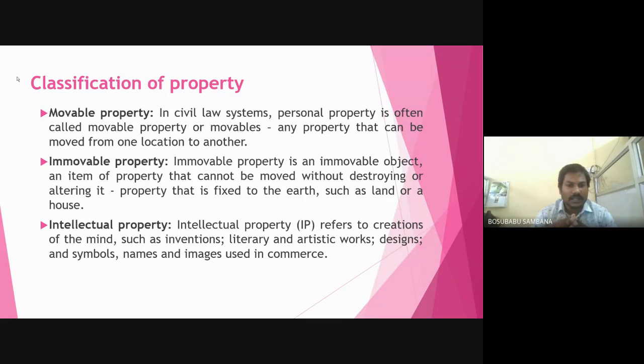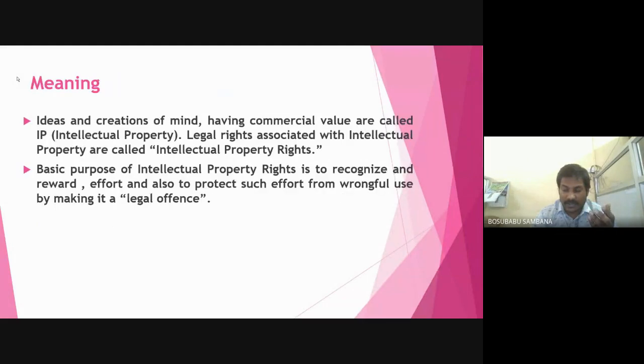Another one, intellectual property rights. Intellectual property refers to creations of the human mind, like innovations such as inventions, literary works, architecture works and designs. As you already know, design patterns, symbols for trademarks, shapes, names and images are used in commerce. The main thing is ideas and creations of the mind: curious minds create innovative thoughts having commercial value, which are generally called intellectual property.